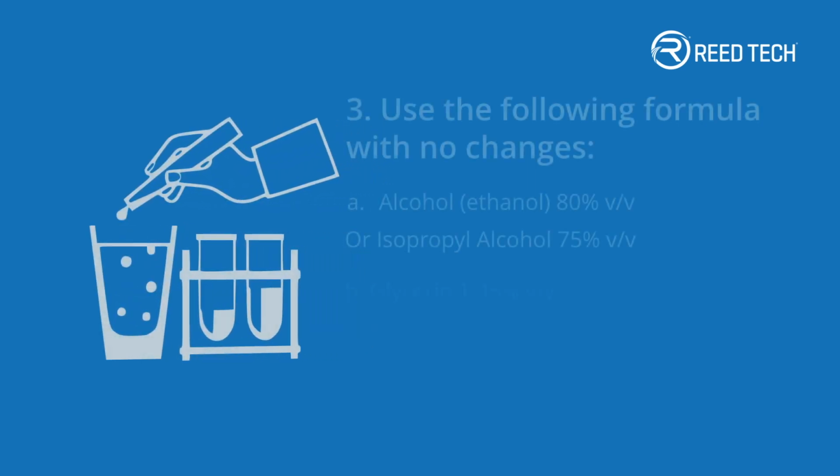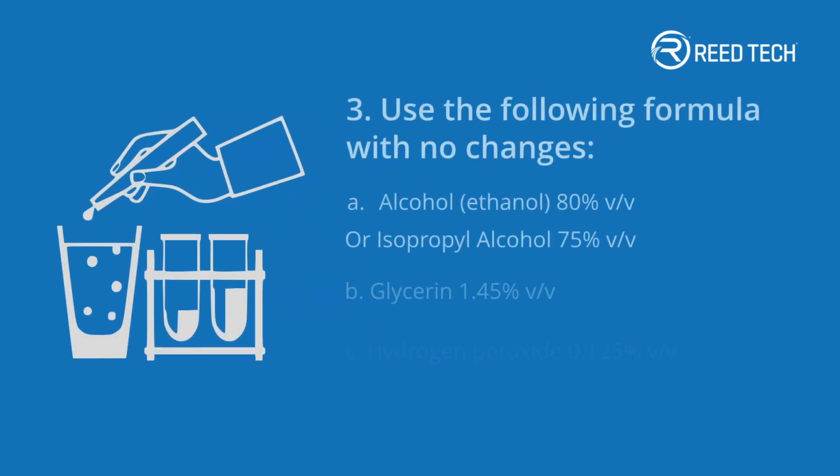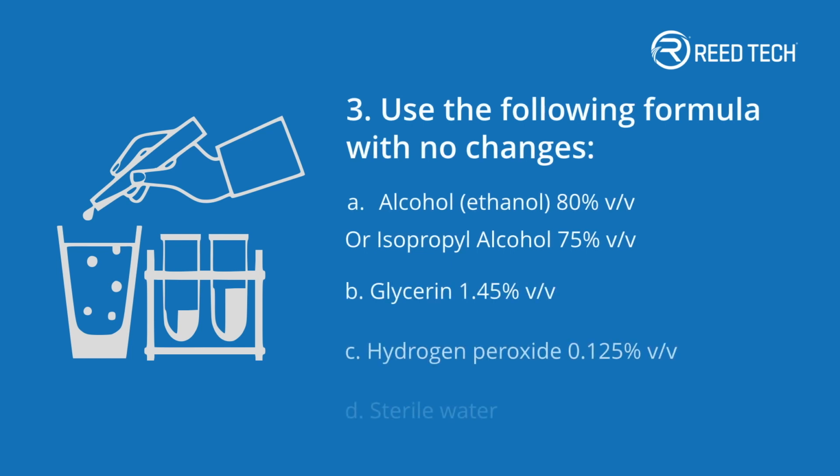Guideline number 3. The FDA formula defines the concentrations by volume of the active ingredient, ethanol or isopropyl alcohol, and the other ingredients, glycerin, hydrogen peroxide, and sterile water. Note that no other active or inactive ingredients are allowed in the finished product, such as dyes, flavors, or scents to improve the color, taste, or smell.